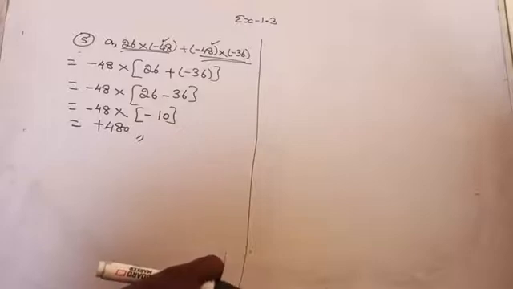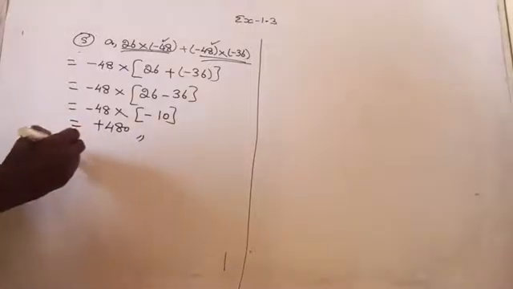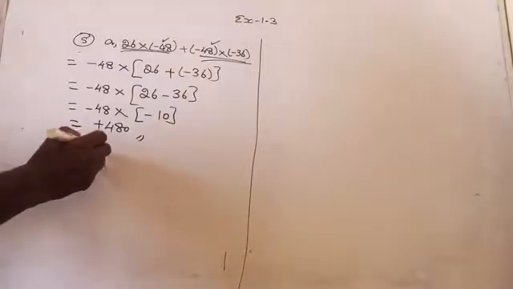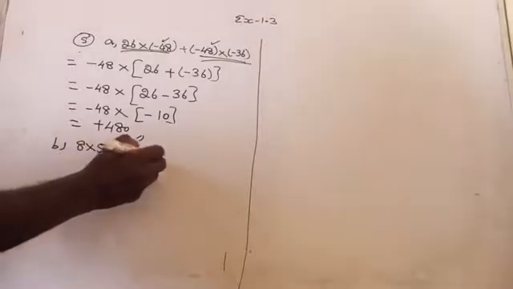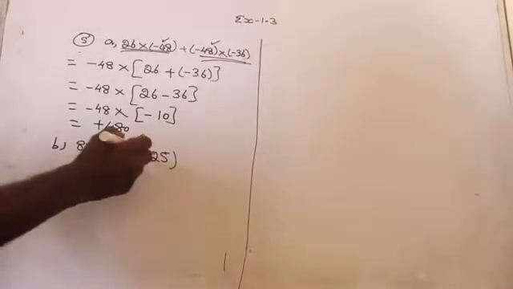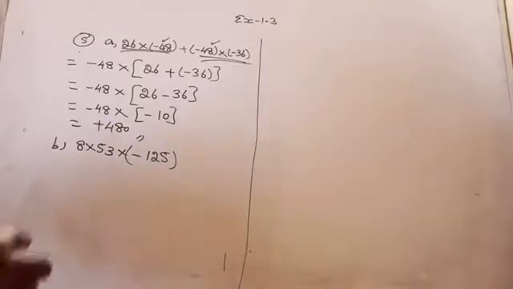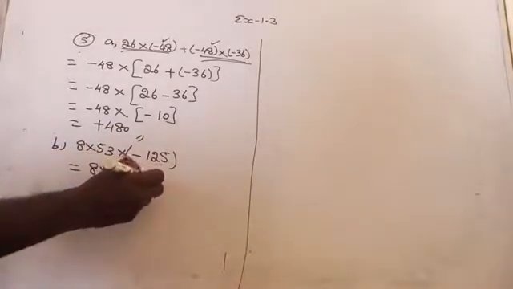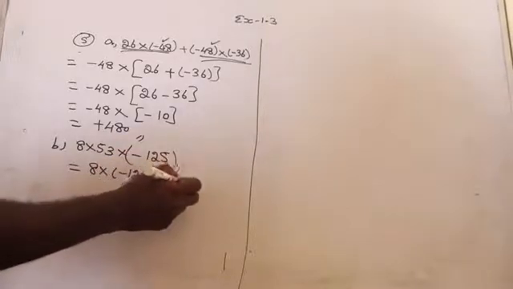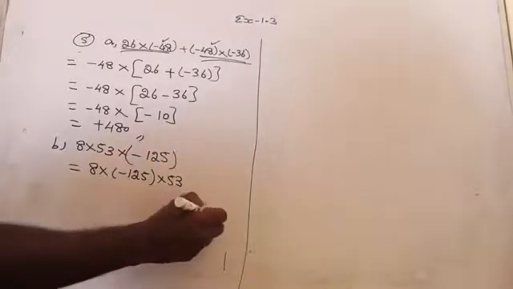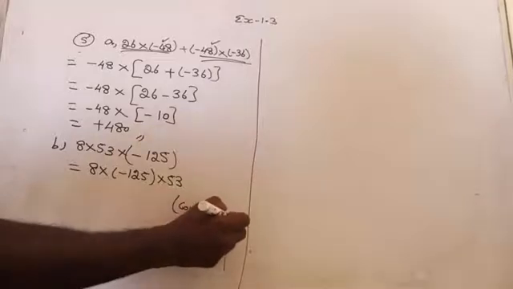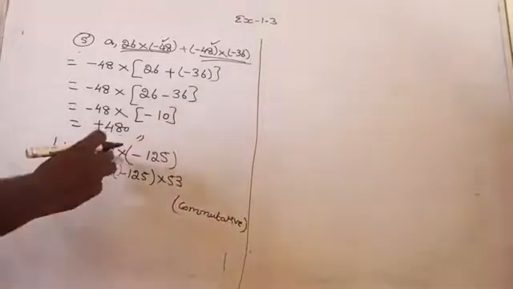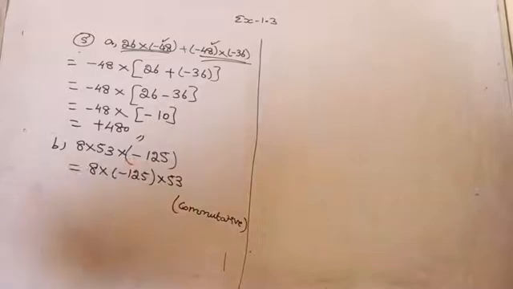Then second, 8 into 53 into minus 125. Am I right here? So this can be written as 8 into minus 125 into 53. Which property? Commutative property. A into B can be written as B into A. That is commutative property of multiplication.